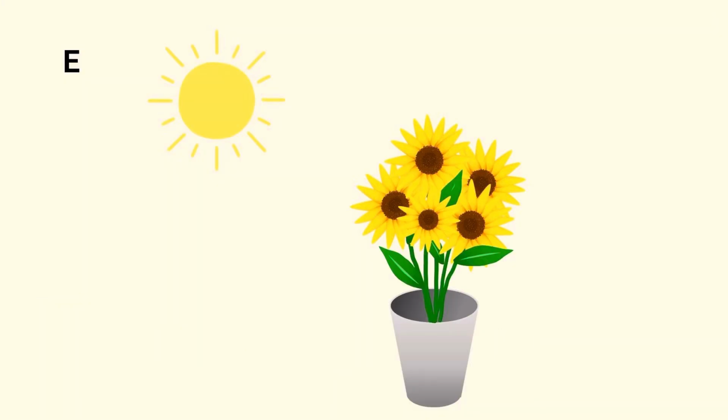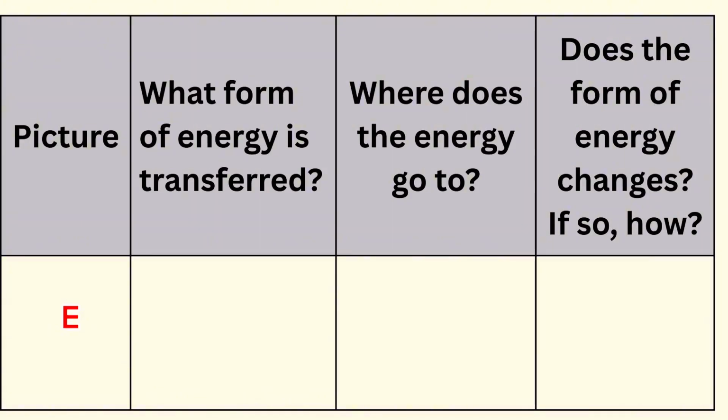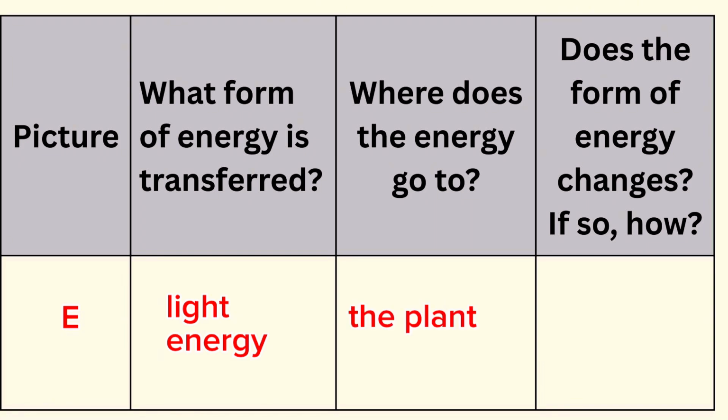Let's look at picture E. Picture E is showing the sunflower plant. So what form of energy is transferred? The sun provides light energy. Where does the energy go to? The light energy is transferred to the plant. That's a form of energy change. If so, how? Yes, the plant uses light energy to perform photosynthesis, converting it into chemical energy in the form of glucose, like food.